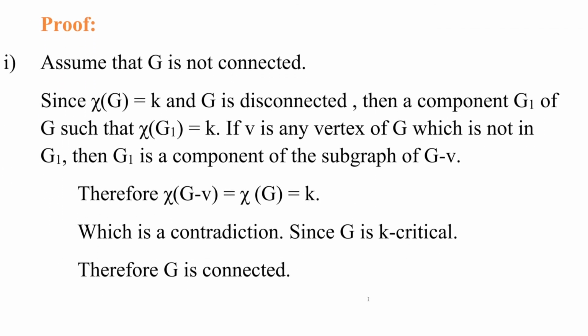For that, assume that G is not connected. Since chi of G is equal to k and G is disconnected, there is a component G1 of G such that chi of G1 is equal to k. If V is any vertex of G which is not in G1, then G1 is a component of the subgraph G minus V. Therefore, chi of G minus V is equal to chi of G, that is equal to k, which is a contradiction since G is k-critical. Therefore, G should be connected.